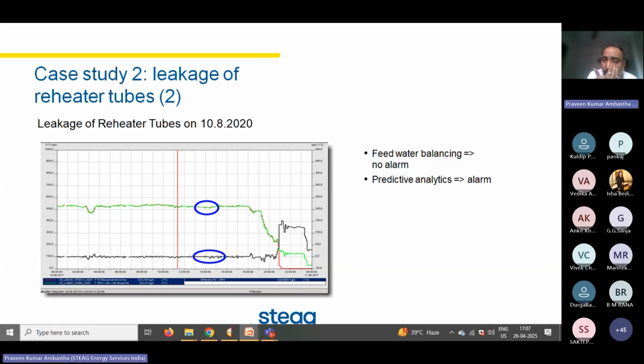Here also, we can see that feed water balancing gave no alarm, but the predictive analysis did raise an alarm.